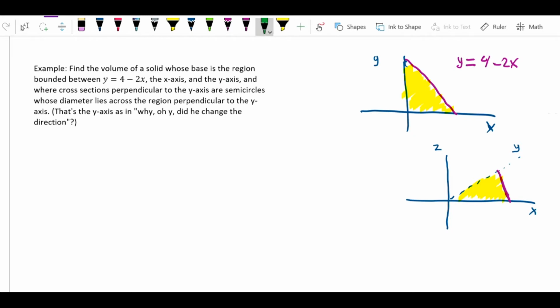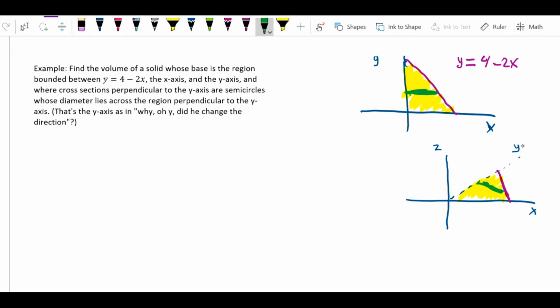So what do I mean by that? So the cross sections are going to have a diameter that looks like that. They're going to lie in that direction. And then they're going to grow. Let me draw it in here. So here's a cross section. It's perpendicular to the y-axis.